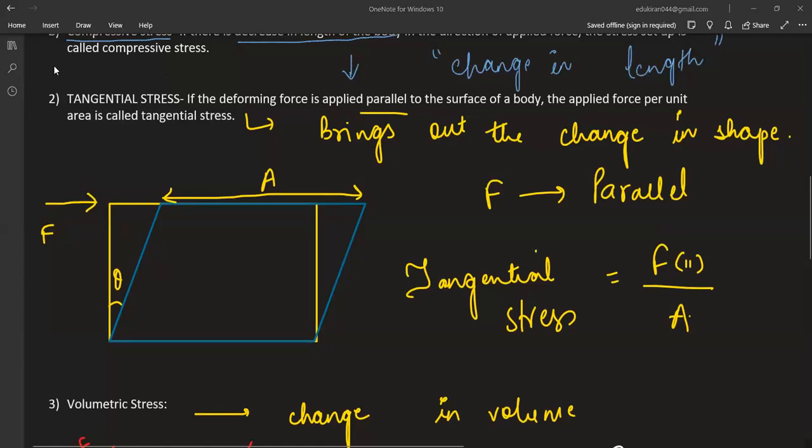Ma'am, what is stress denoted by? There is no symbol for stress. You have to write the complete term, stress. No symbol for stress, and no symbol for strain. Okay, ma'am.